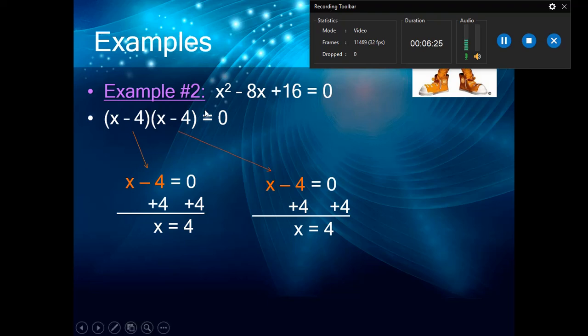Let me do a check first. So 4 squared is 16. Then we have -32, which is -16, plus 16 equals 0. So 4 is a correct solution. When I write my solution set up, we only write 4 once.